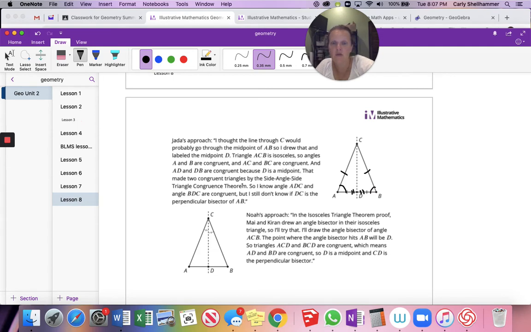That made two congruent triangles by the side angle side triangle congruence theorem. So I know angle ADC and angle BDC are congruent. ADC, I need a different color. That's this angle right here. So we know those are congruent, and BDC are congruent because of CPCTC. I still don't know if DC is the perpendicular bisector of AB. So she proved everything's congruent, but she doesn't know if it's a perpendicular bisector.